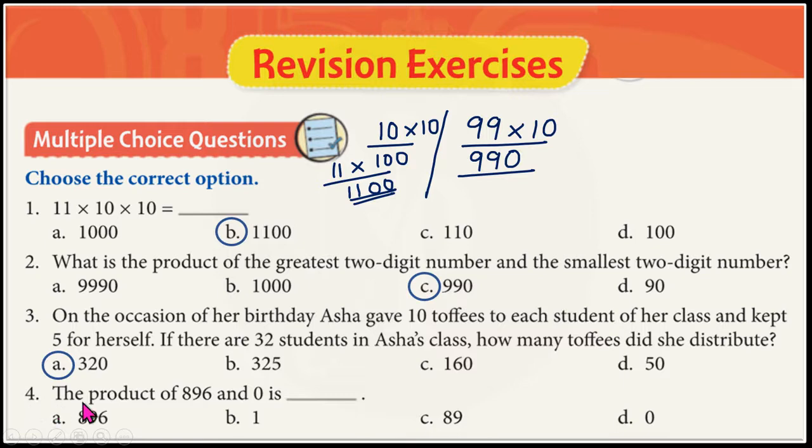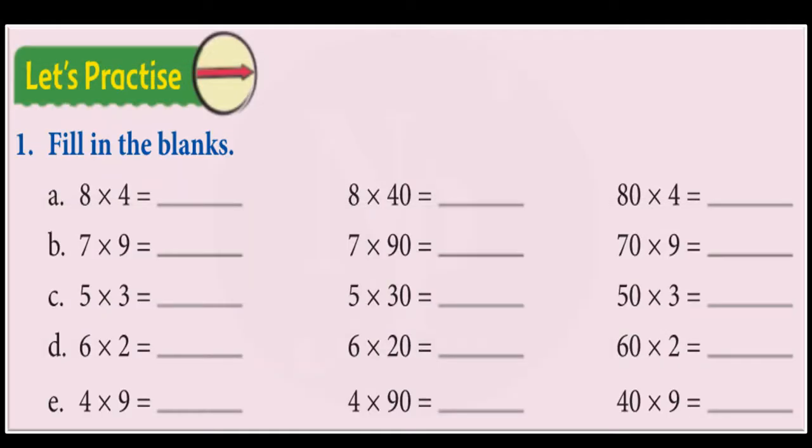Question number 4. The product of 896 and 0 is. When you multiply any number by 0, the product will be 0. Look at the answer options. In option D we have 0. Therefore, this is the correct answer. Any number multiplied by 0 is 0. So let us move to the next section of this exercise.